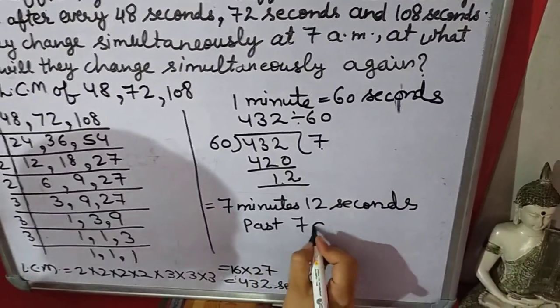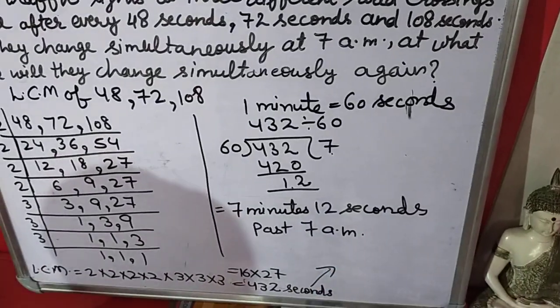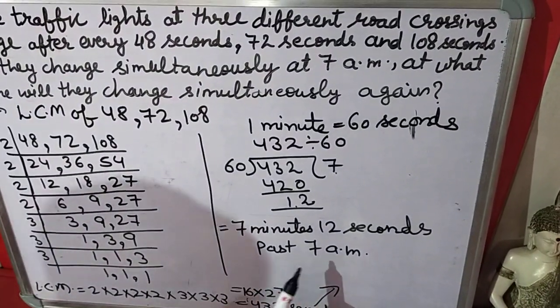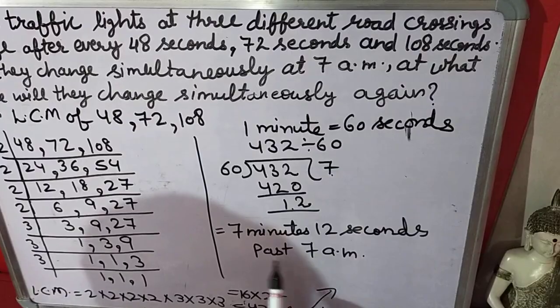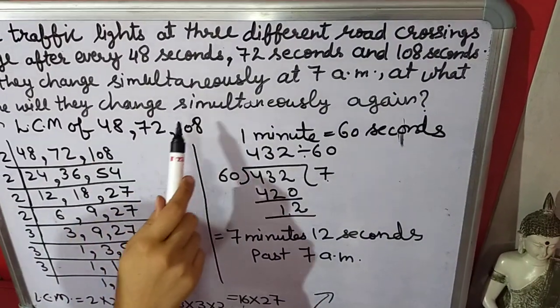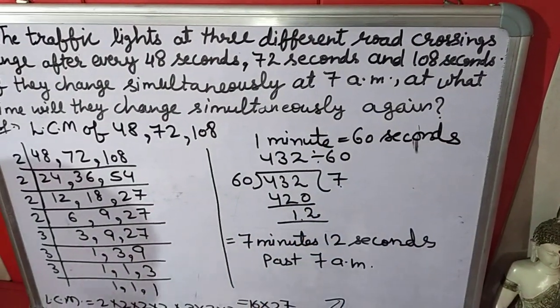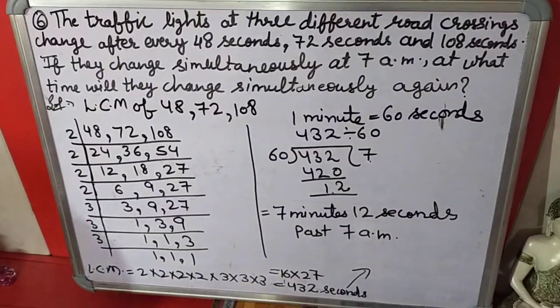Past 7 AM. Means at 7 minutes 12 seconds past 7 AM they change simultaneously again. This is the answer.